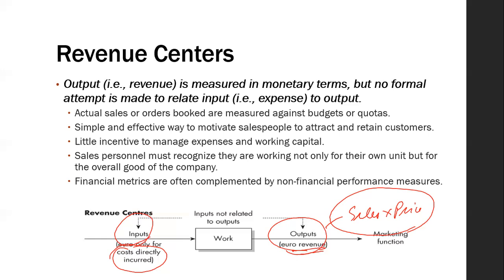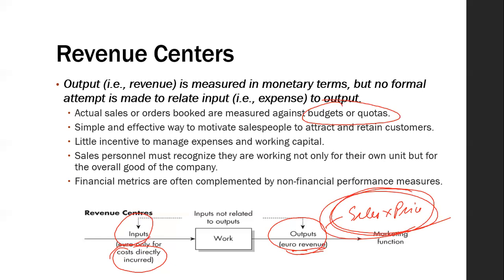What are the key principles for revenue centers? For example, actual sales are measured against budgets or quotas. They're measured against a standard. Okay? Simple and effective way to motivate salespeople to attract and retain customers. Kasi if you designate them as revenue centers, ang focus nila yung output because their input's very minimal, right, from their point of view. So, basta, ang focus nila, benta. So, it's easy to motivate these salespeople, right? You don't have to take care about costs. Maliliit lang yan. Spend what you need to spend. Okay? Right? Important, you deliver the output.